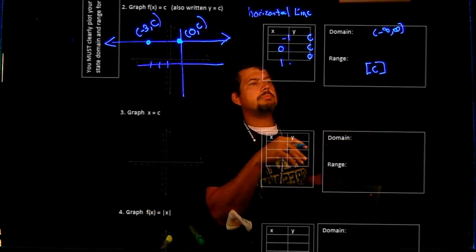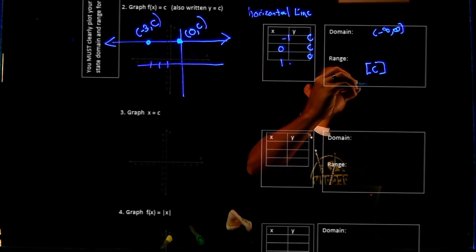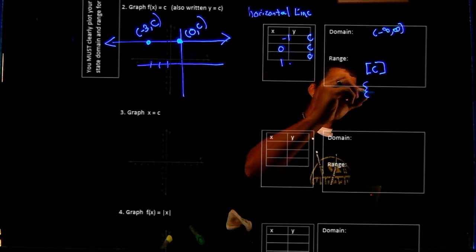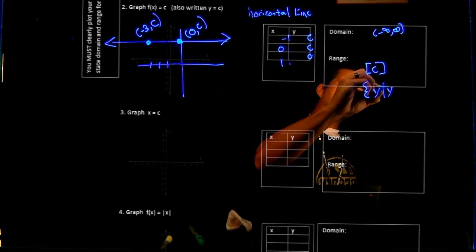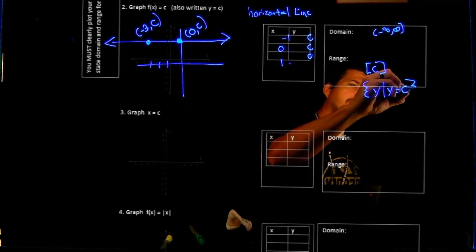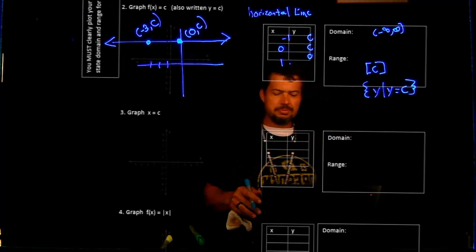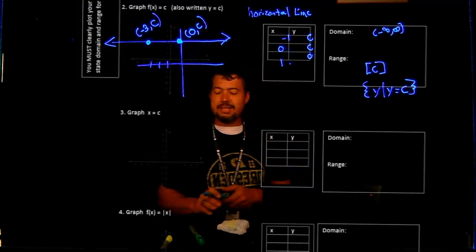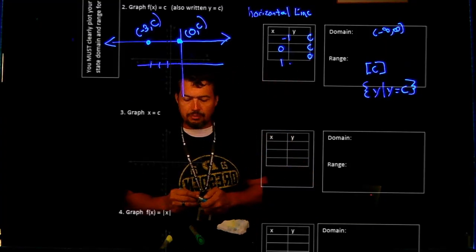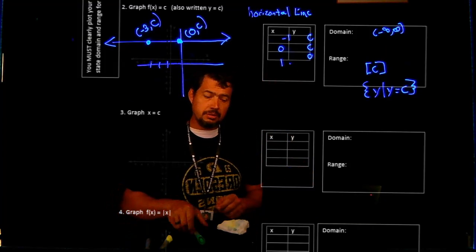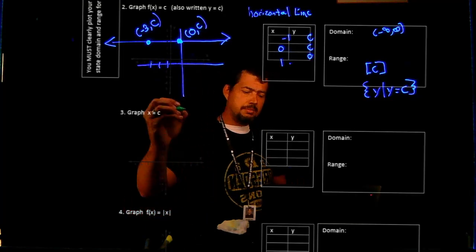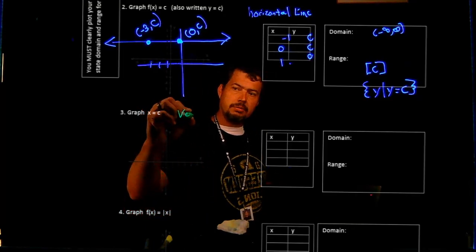So, this one's worth talking about in Set Builder. This will be all values of y such that y is simply a constant. See, that's why I like interval notation so much better. The next one is x equals a constant. So if y equals a constant is horizontal, then x equals a constant must be vertical.